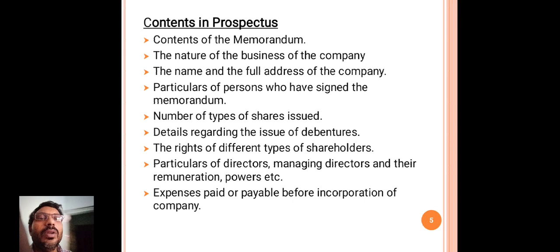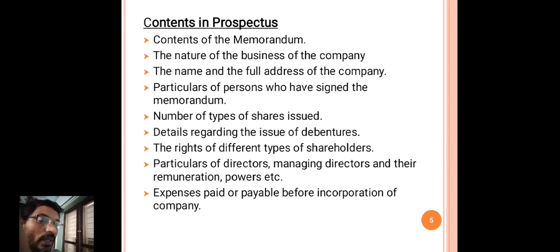Contents of the memorandum. It contains the matter which is available in the memorandum of association. The nature of the business of the company: what is the business the promoters are going to do? What is the nature of the business? The name and full address of the company: the company name and the registered office address.